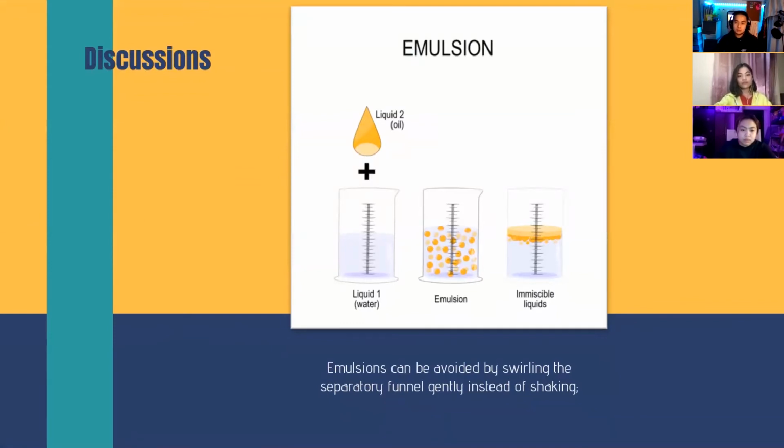This experiment also tackled emulsions, which is a combination of two immiscible liquids in which one of the liquids is dispersed as small droplets into the second liquid. Formation of emulsions with the extracting solvent can be avoided by swirling separatory funnels gently instead of shaking. It reduces the agitation that would cause the formation of emulsions. However, the surface area of contact is still maintained between the two phases for the extraction to occur.